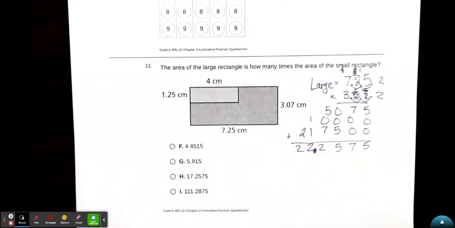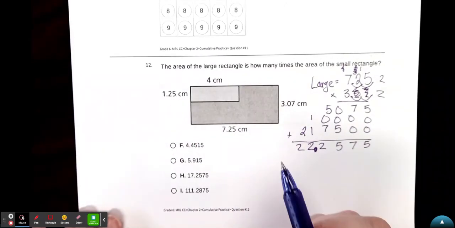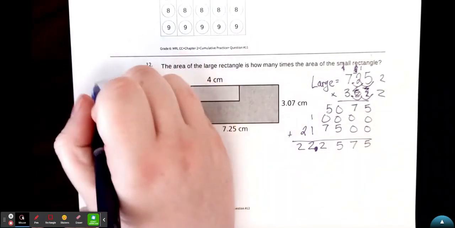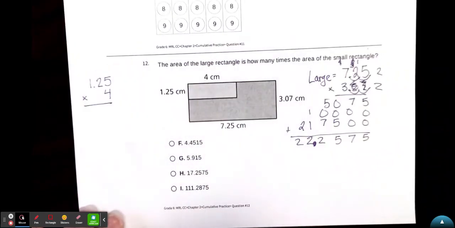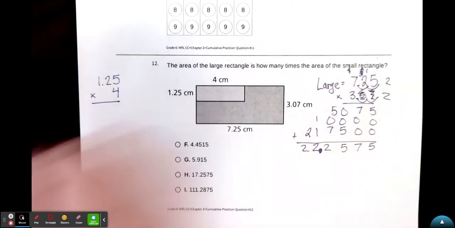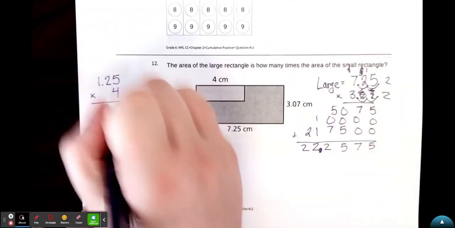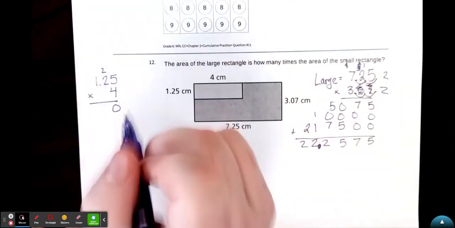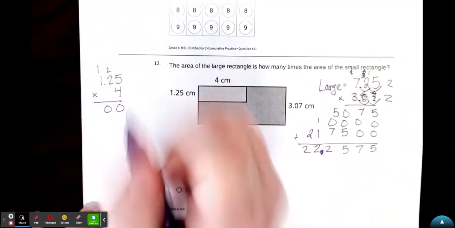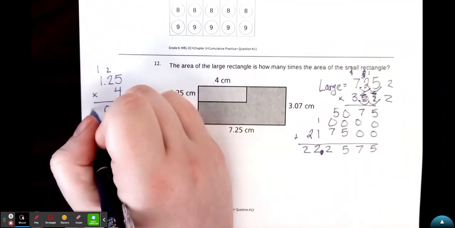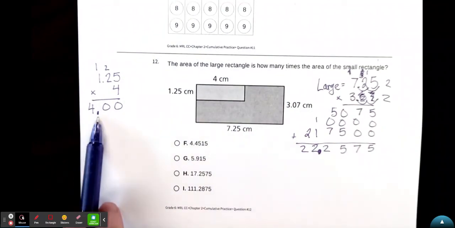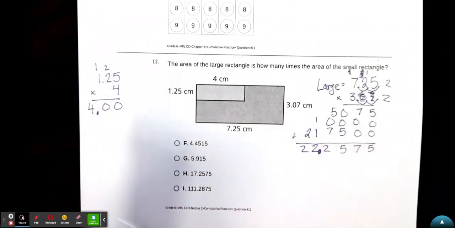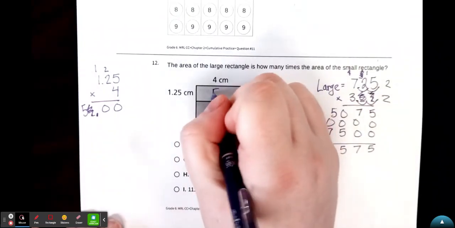Okay, the area of the smaller rectangle is going to be 4 times 1.25. So over here, I'm going to say 1.25 times 4. You don't line up the decimals when we multiply. 4 times 5 is 20. 4 times 2 is 8, plus 2 is 10. 4 times 1 is 4, plus 1 is 5. And then our decimal goes right here. So we're saying 4 times, that can't be right. What happened? Oh, 5. 5.0. So the area of this one is 5.